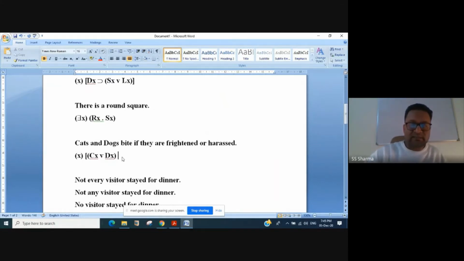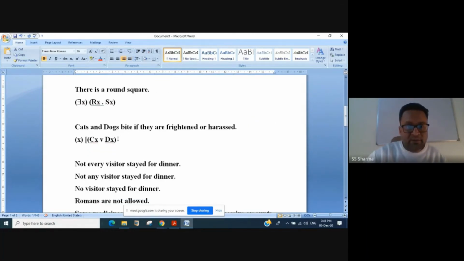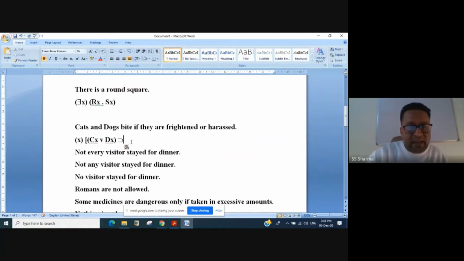So we should put the implication sign over here like this, right? And then if something is frightened or harassed, then it will bite, Bx. Okay, so this is going to be the expression, right? So it will say Cx wedge Dx implies Fx wedge Hx implies Bx.